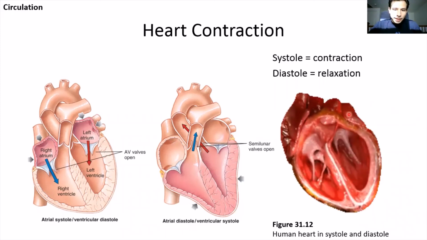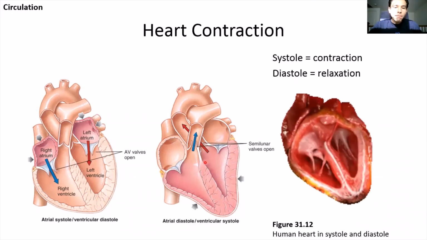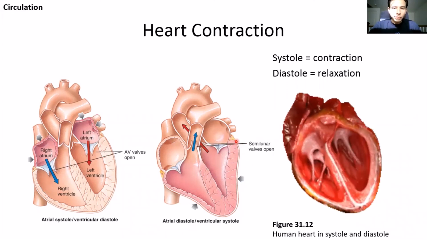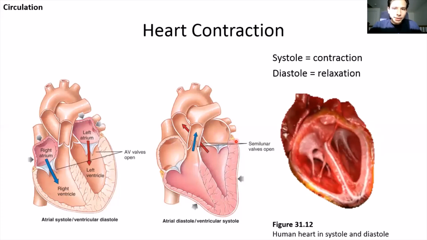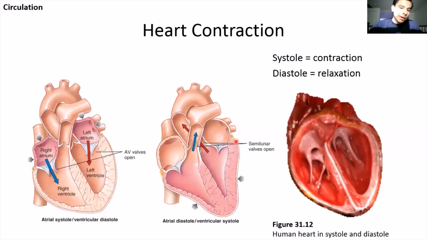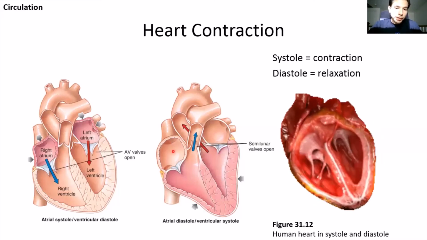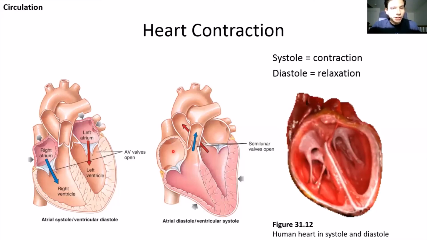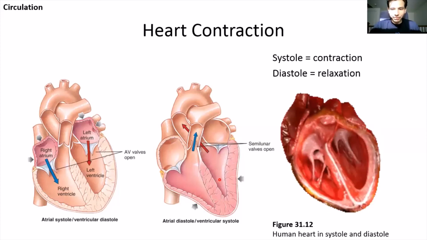Notice that the walls of the ventricles are much more muscular than the walls of the atria. Why do you think that is? Think about it. How far does the blood need to go after leaving the atria versus how far does the blood need to go after leaving the ventricles?